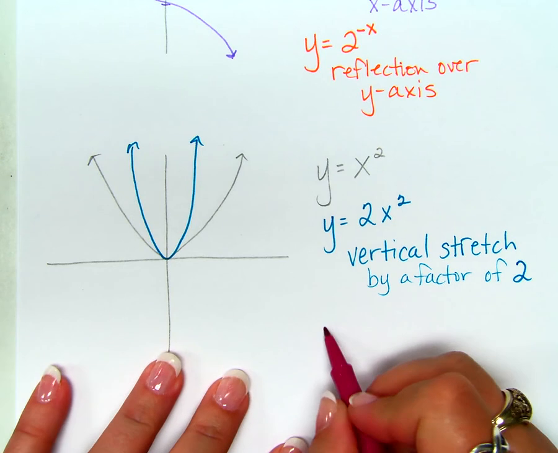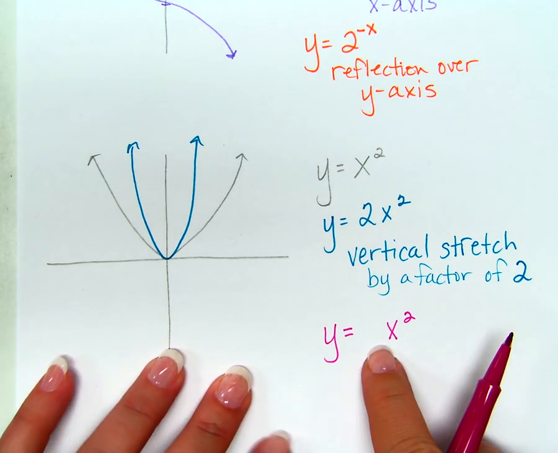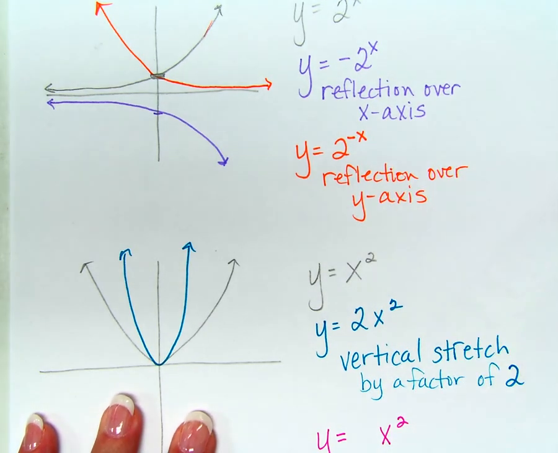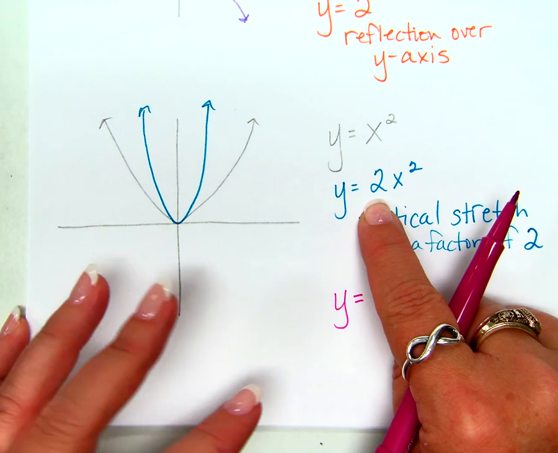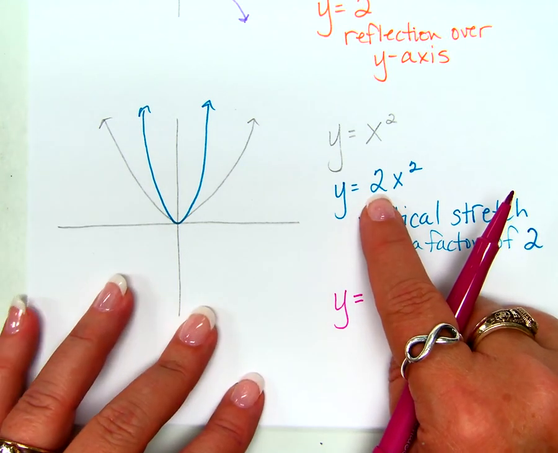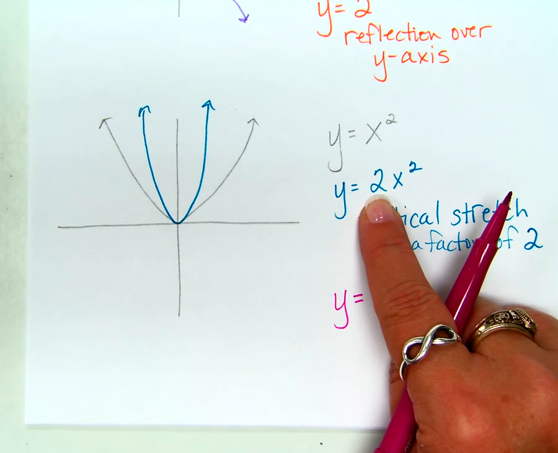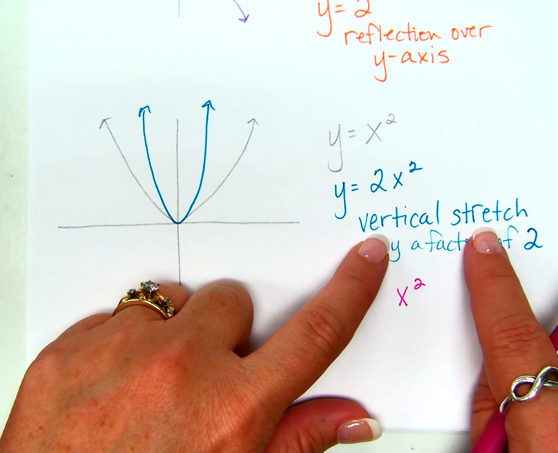Compression, right? So if we have y equals something x squared, what's going to make it a compression? Negative, we already talked about. Negative is a reflection. Tell me what you know about this number 2. It is being multiplied, but specifically about the number, it is a number that is greater than 1. That's what causes a vertical stretch.